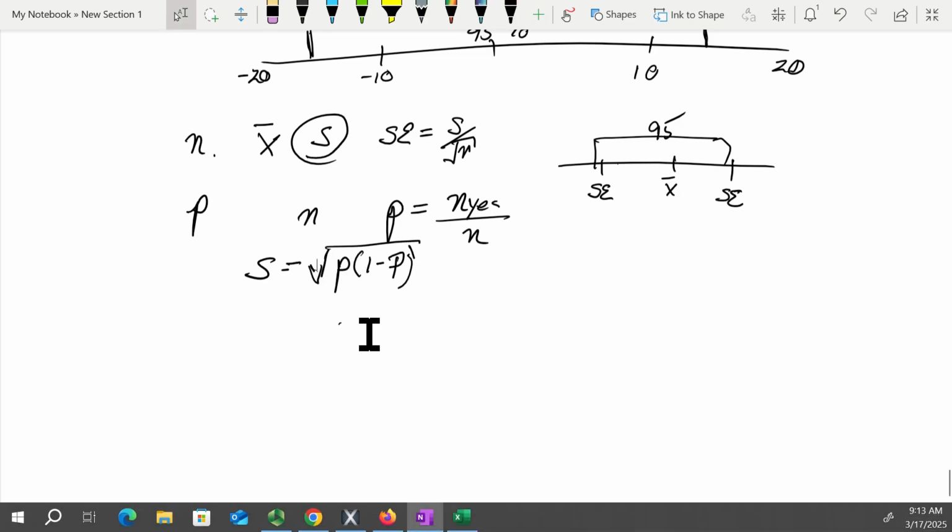The formula is the square root of p times 1 minus p. Take the square root of 0.4 times 0.6, 1 minus p. You remember the binomial? This actually is the binomial distribution.